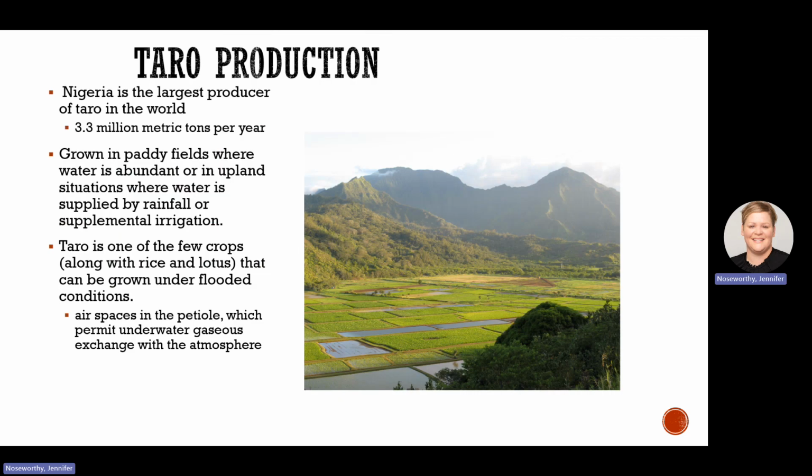So production-wise, Nigeria is number one. Like I alluded to, it grows well in rice paddies. It can actually grow alongside rice or lotus. And the plant is actually adapted to be able to withstand being flooded because it has these air spaces in the stem.